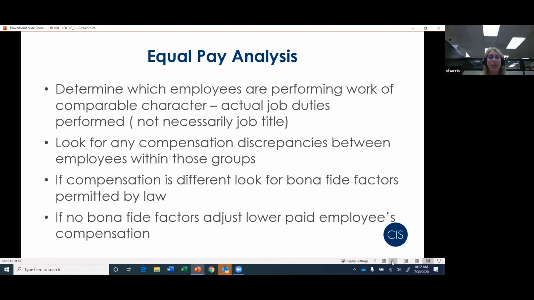If we find people of comparable work character, and we did not find any bona fide reason that one employee is paid more than the other, then you need to fairly compensate, which is probably bringing the employee of the lower pay up to the higher pay.